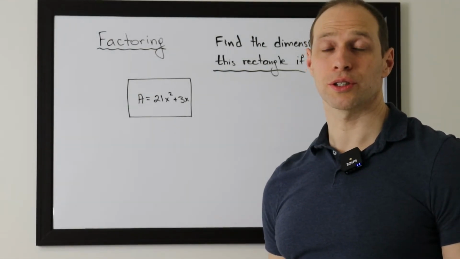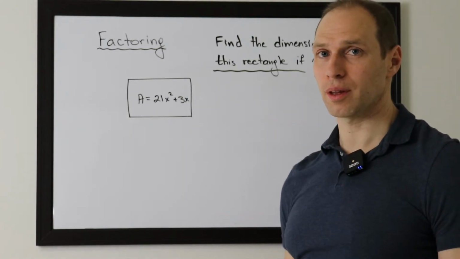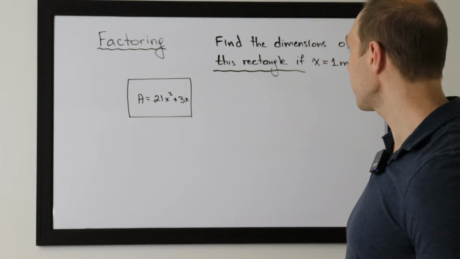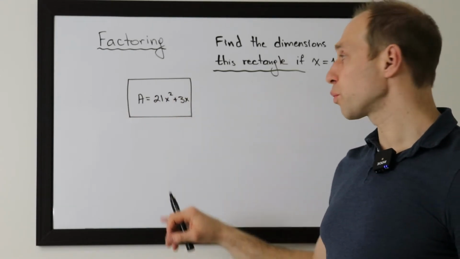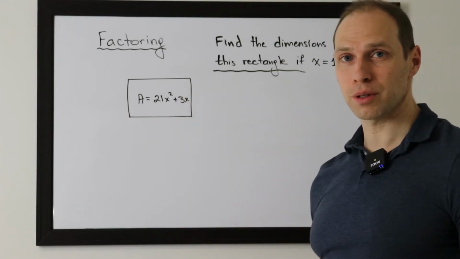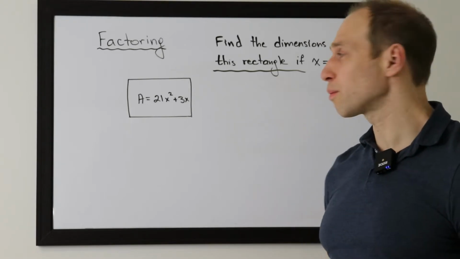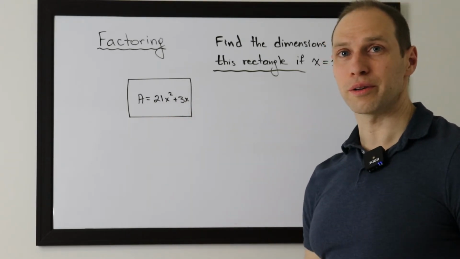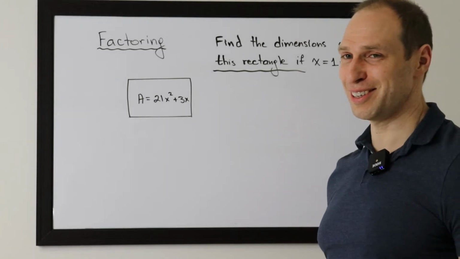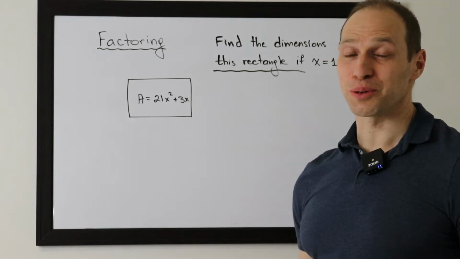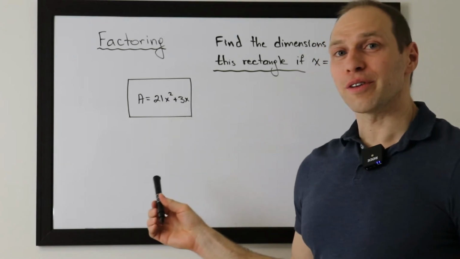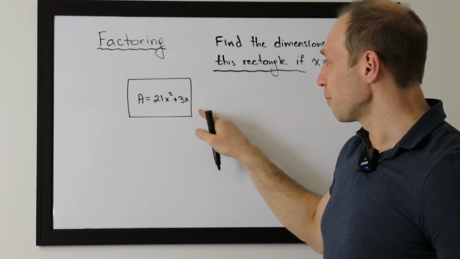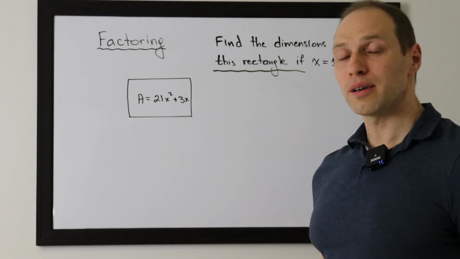Okay, so in this case we're going to try and apply what we've learned. We have an example where we're trying to find the dimensions of a rectangle with this given area. Sometimes you look at math and you ask yourself, well, why would I ever have an area expressed in this form? And I don't know what the answer is, but we do have to try to figure out what the dimensions are. And we can do that by factoring.